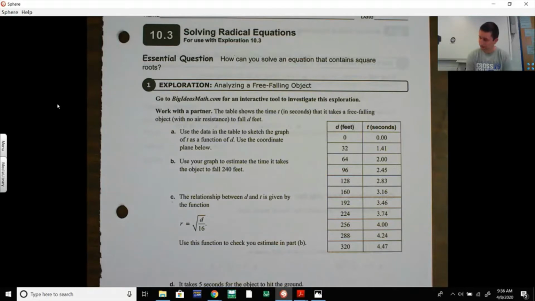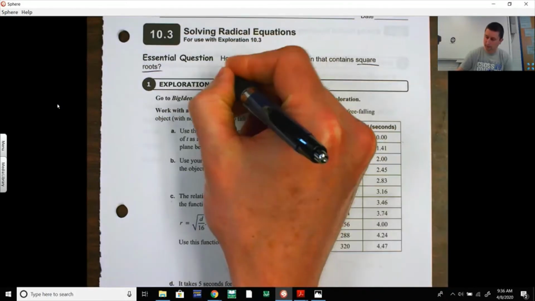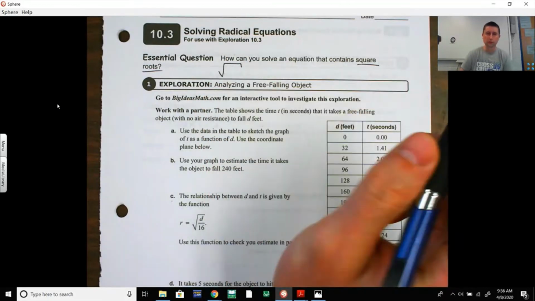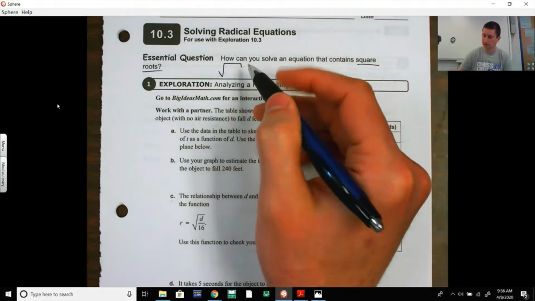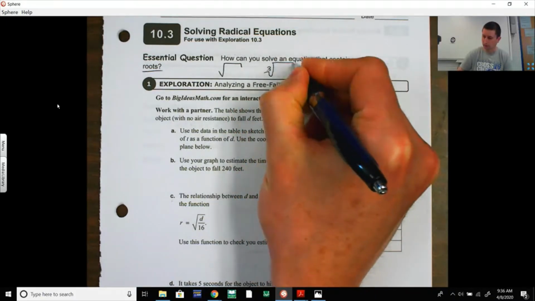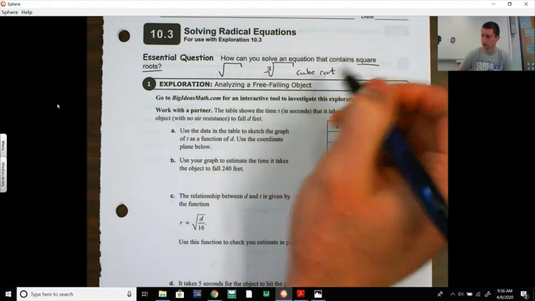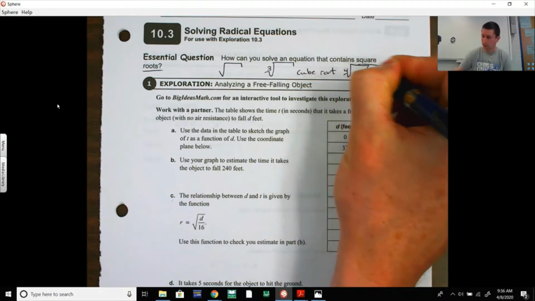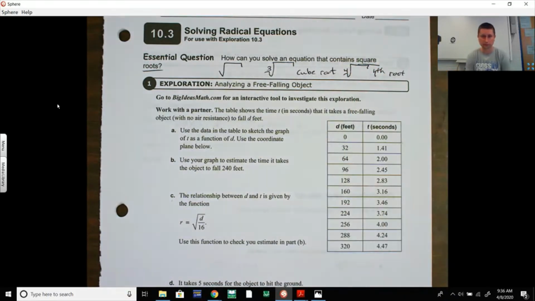So this is 10.3, solving radical equations, because we are that cool that we can be radical. In this case, the radical is a name that you give to the square root sign. This symbol right here, you know it's a square root, but it's actually called a radical sign because there's no other numbers written with it. You could have this, which is a cube root. Again, that's a radical sign. You could have this, which is a fourth root. Fourth roots, fifth roots, sixth roots, things like that.